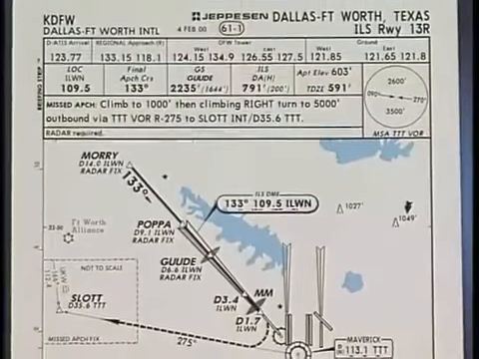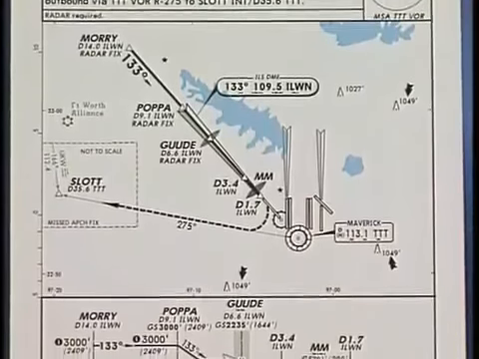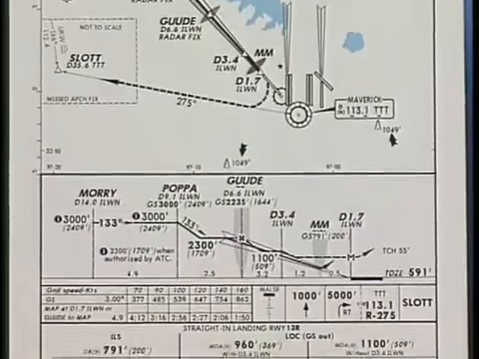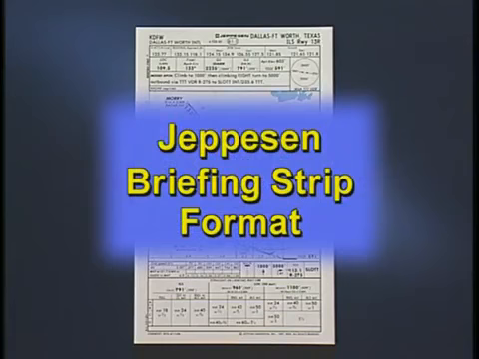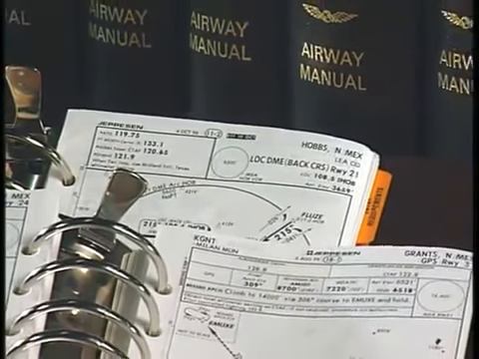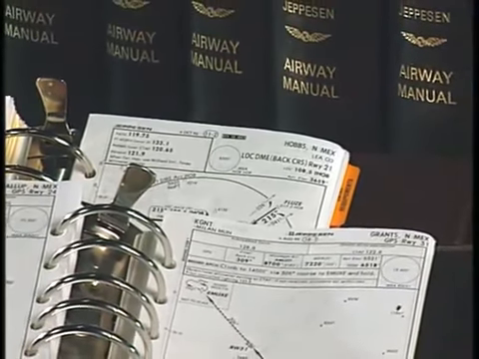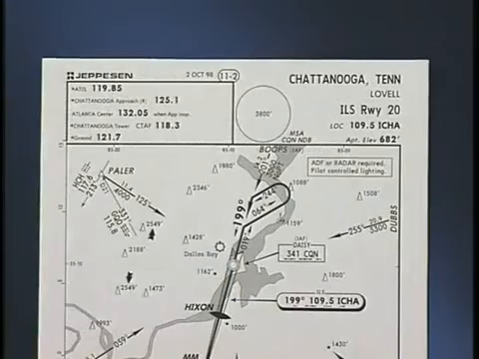Some years ago, Jeppesen introduced a new chart format. It was tested and evaluated by human factors professionals, airline crews, and general aviation pilots. The new chart format is known as the Jeppesen briefing strip format. While not every chart in the Jeppesen approach chart library has been converted to the briefing strip format, the vast majority of charts have been redone. This program concentrates on the briefing strip format. However, it also contains a brief review of the classic Jeppesen chart style.